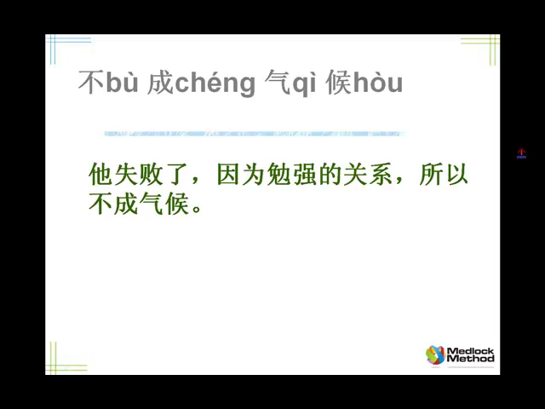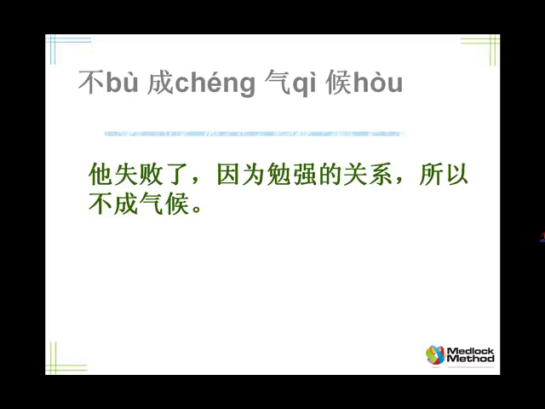For example, 他失败了，因为勉强的关系，所以不成气候。他失败了，失败 fail, 失败了 failed, 因为勉强的关系，勉强 you look it up, it probably tells you it's reluctance or reluctant. But 勉强 also has a connotation, means that before its time, it wasn't ready yet. Half baked, went off half cocked or something like that. It just wasn't ready. The timing was not right. That's 勉强. 勉强 means that not ready and you do it. So because of 勉强，所以不成气候. That's why it doesn't form the climate.